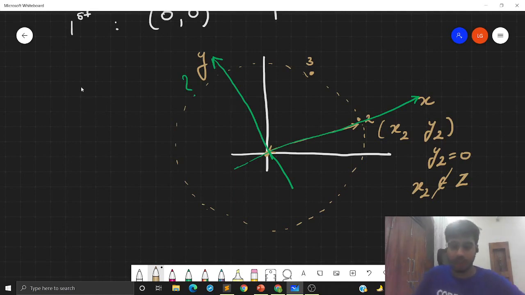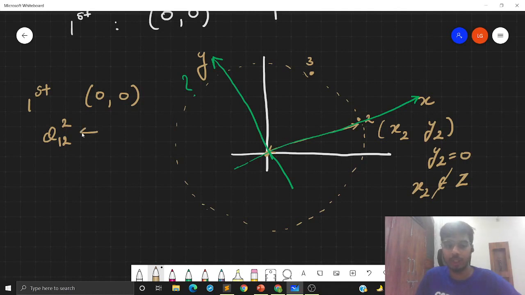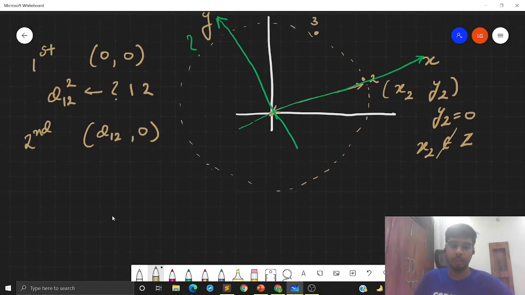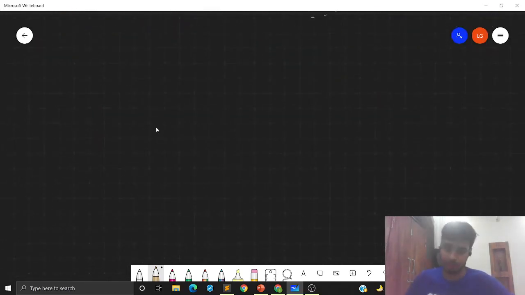Great. So till now, I have the coordinates of my first point as 0, 0. Suppose I got D12 as the answer of my query 1, 2. Then I can say that my second point will be D12, 0, since it lies on the x-axis. Great. What about the third point? So let's simplify our diagram further. I have these 3 points.